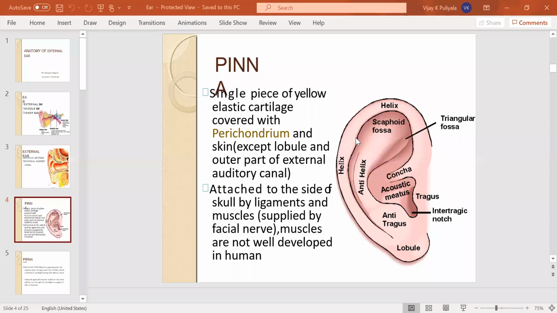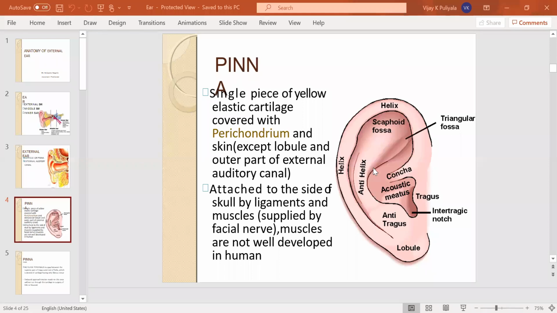If all of you feel your auricle, this is the helix. In front of the helix, we have the antihelix, present parallel to the helix. It partially encircles a deep depression, the concha of the auricle. So it encircles this concha.